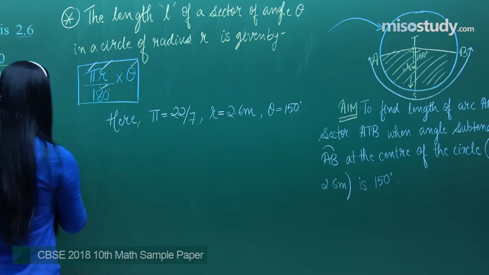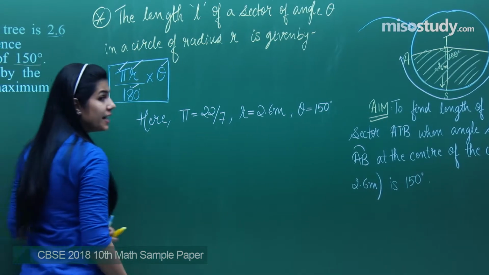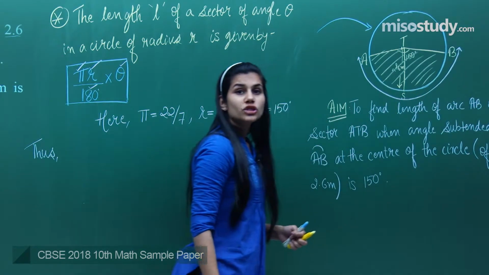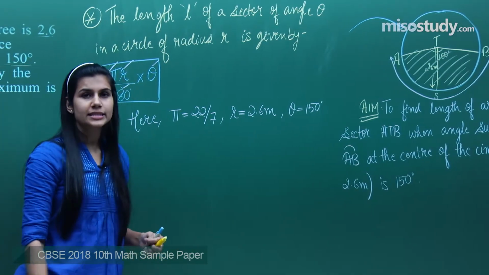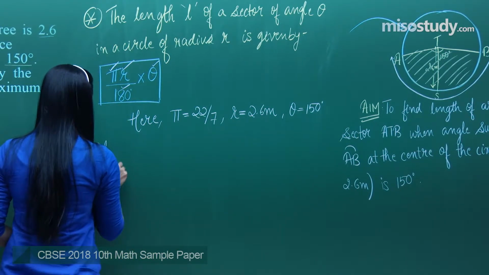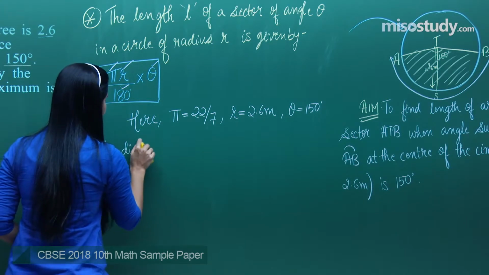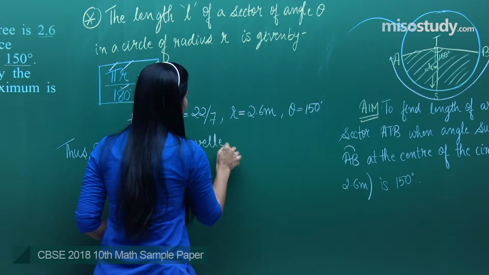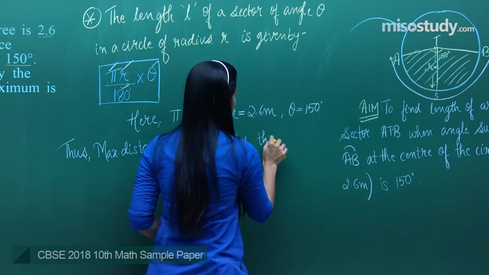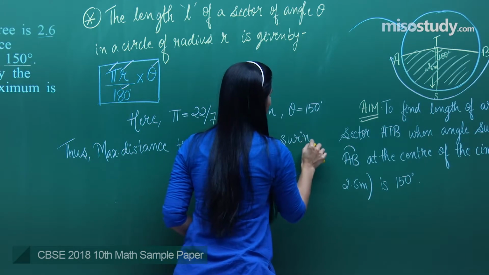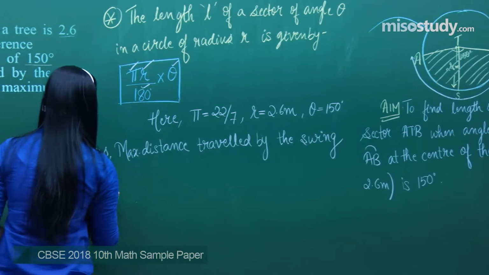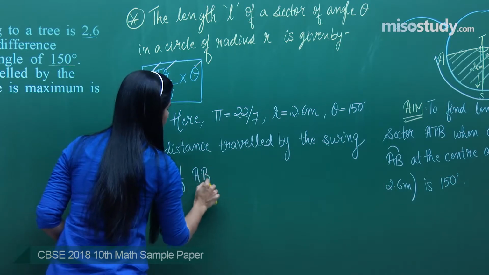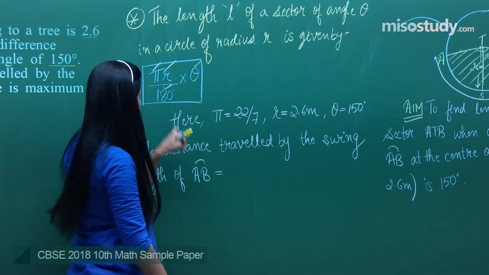And thus, the length of the arc of this sector, which is the length of the arc AB, is nothing but the maximum distance travelled by the swing. Thus, the maximum distance travelled by the swing is equal to the length of arc AB, and the length of arc AB we find like this.